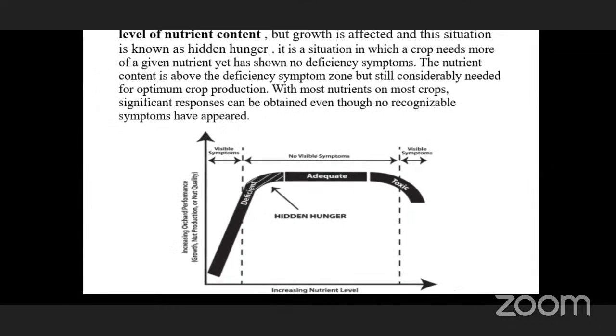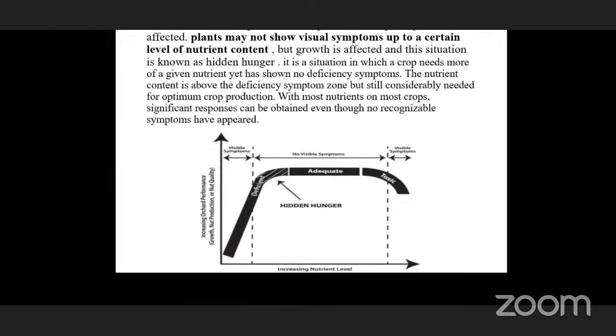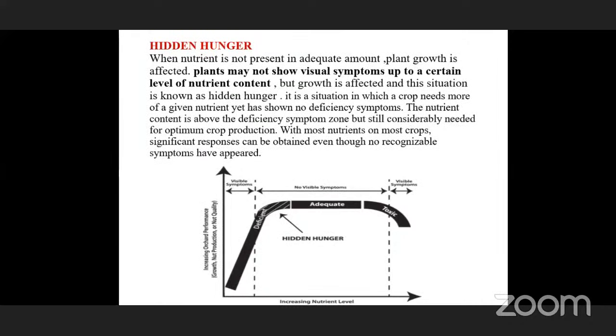And if we supply adequate nutrients, then it won't show any visible symptoms. After a particular level, if we are supplying too much nutrient, then it starts showing toxic symptoms. This is all about hidden hunger. If anyone has any doubt about hidden hunger, they can ask me.